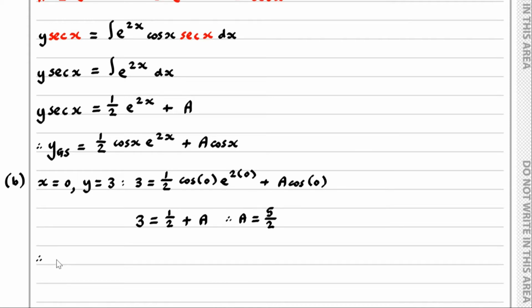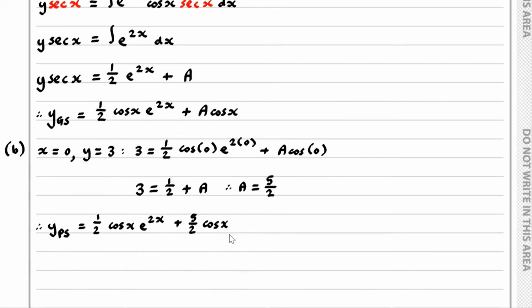And so therefore we can conclude for our particular solution we have y equals 1/2 times cos x times e to the 2x plus 5 over 2 times cos x. This is our particular solution.